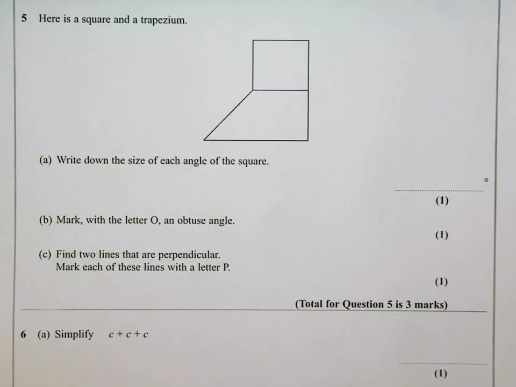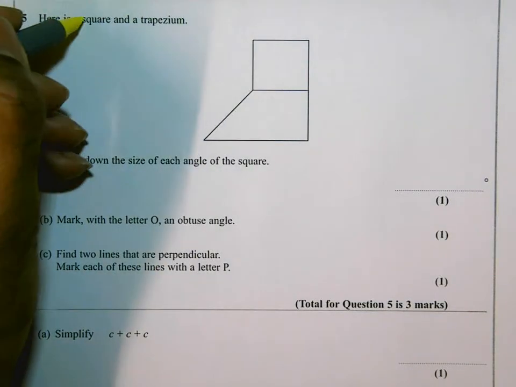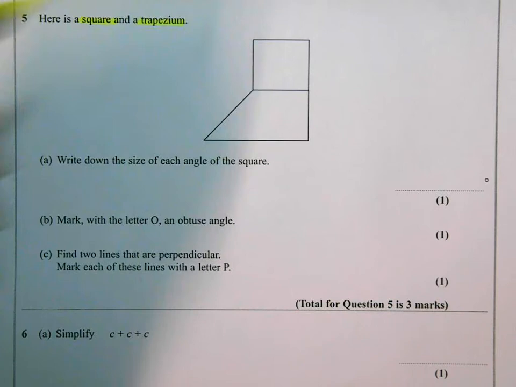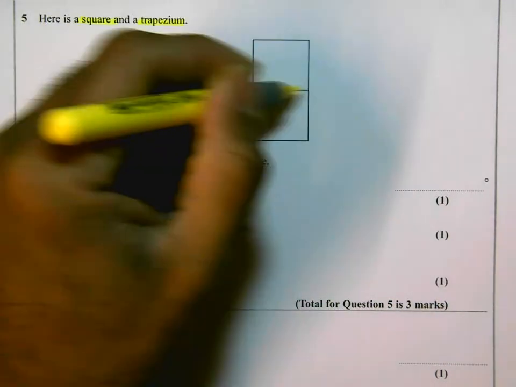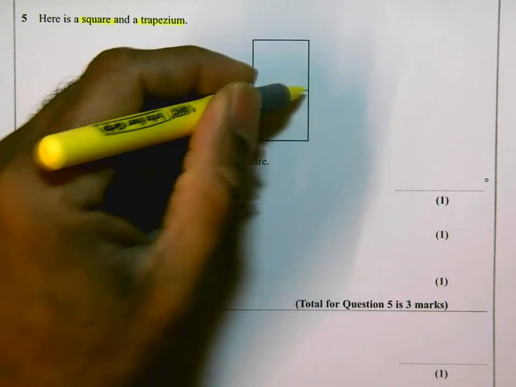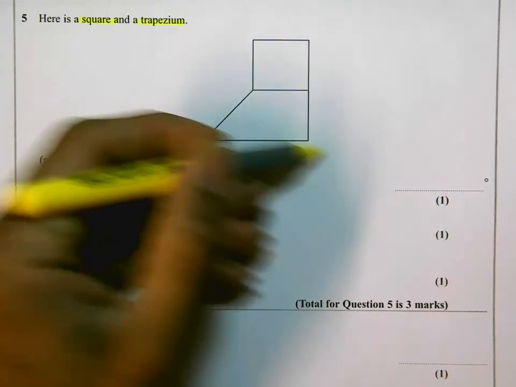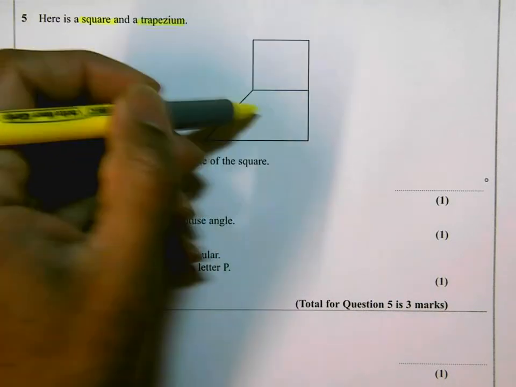Okay, here's question 5 on the calculator paper. Let's read the question carefully. Here is a square and a trapezium. So there's the square at the top, and the trapezium is down below. This trapezium has two parallel sides. It's a four-sided shape, and the square, all four sides are equal.